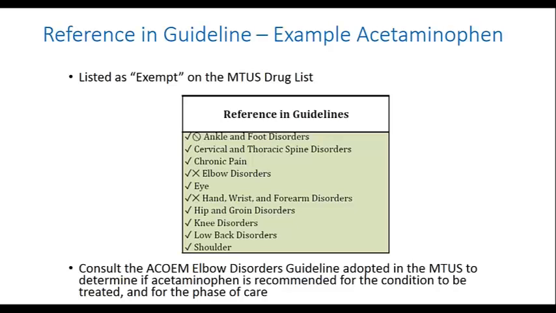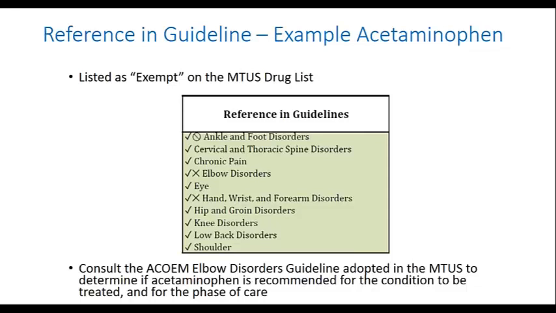Let's look at the example of the entry for acetaminophen on the MTUS drug list. It is listed as exempt. This means it is exempt from prospective utilization review as long as its use is consistent with the ACOM guideline adopted in the MTUS. The reference and guideline column shows 10 guidelines have evidence-based references for use of acetaminophen.